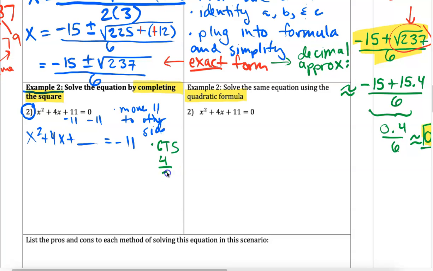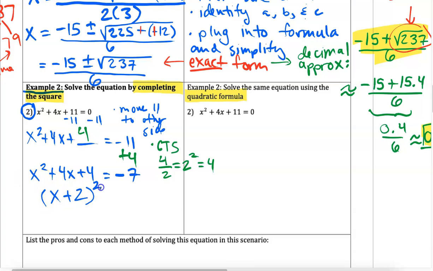So that's the next part, CTS, complete the square. I take 4, divide it by 2, square that to get 4. So I'm going to add 4 to both sides. So I get x squared plus 4x plus 4 on the left, and over here on the right I would have -7. Now on the left I can factor it into a perfect square because 2 plus 2 is 4 and 2 times 2 is 4, and then I just have the -7 on the right hand side, and then I would square root both sides.